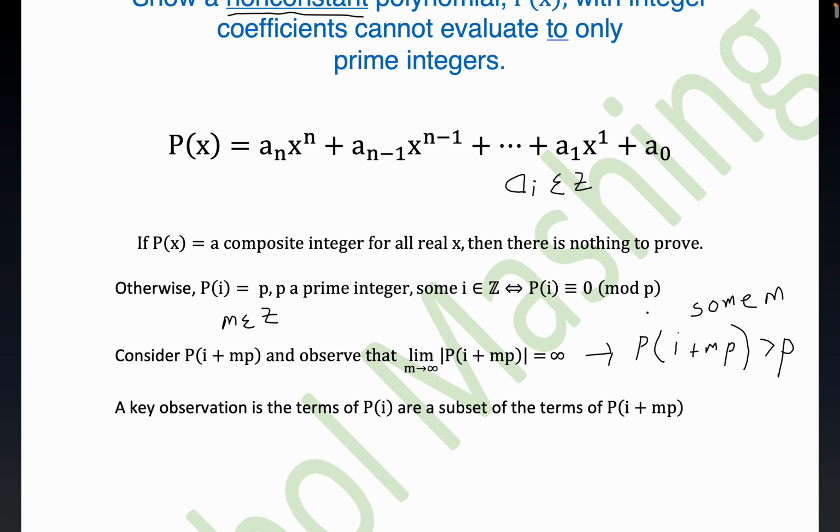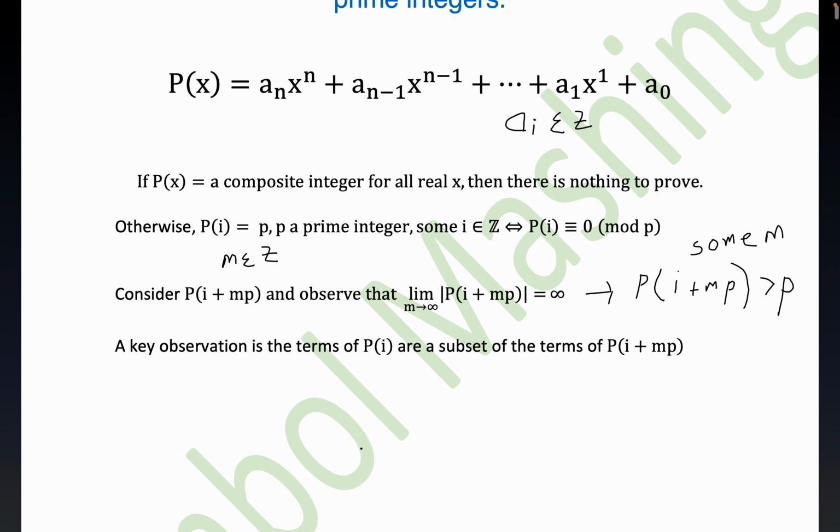Now that turns out to be important. It's not crystal clear why that's important. Now what is important, though, is that the terms of P of I, P evaluated at I, which is posited to be a prime number, those terms, a sub n, I to the n, a sub n minus 1, I to the n minus 1, those are a subset of this expansion. You get that from this very first term when you expand out each one of these.